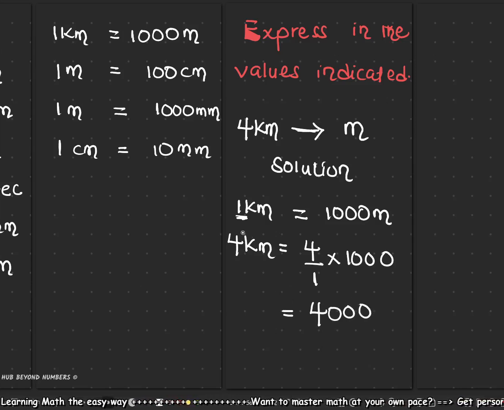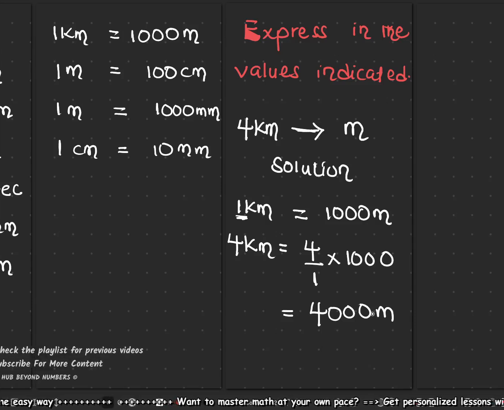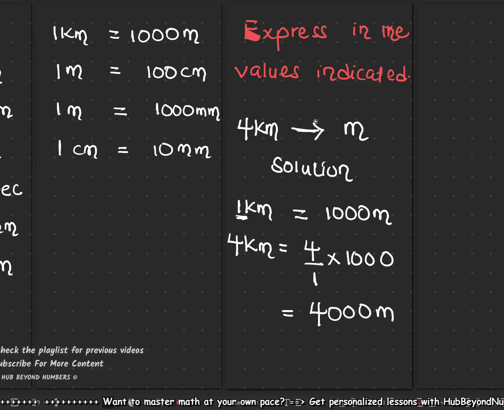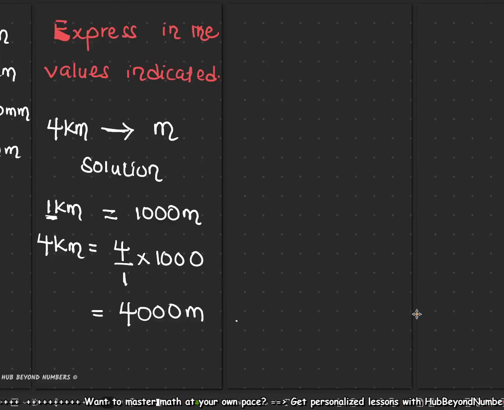4,000. And the unit will be in meters because we are converting into meters. So basically, this is how we convert. Take note of the basic relationship of the units you want to convert, and then use your proportion to figure that out. So let's pick some more examples and then build our confidence.